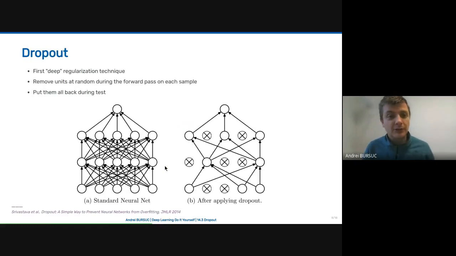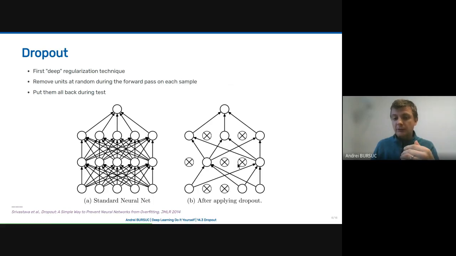Dropout is among the first, well, I think it's the first deep regularization technique. And the principle is quite simple. Here I have a normal neural network, a fully connected layer with everybody connected to everyone. What we do in dropout is simply deactivate, remove some units at random during training, during the forward pass. So here, I just ignore the output of this neuron here. Again, I ignore the output of this neuron here, and so forth.